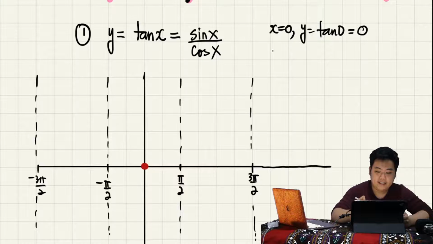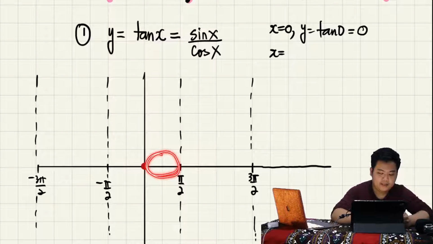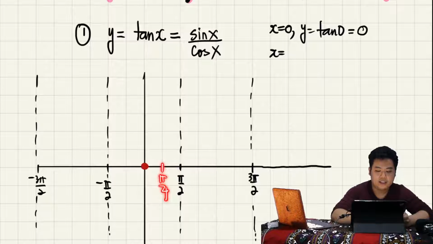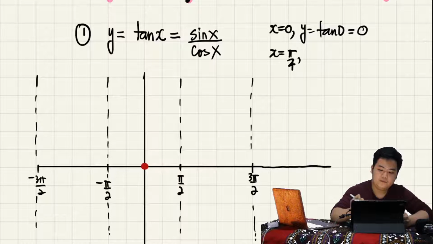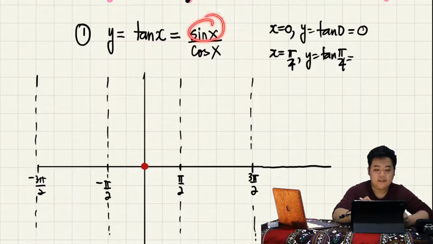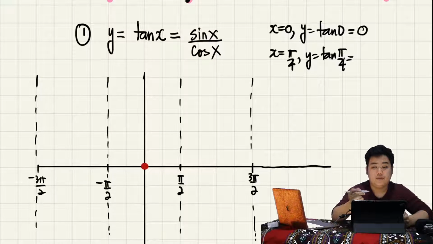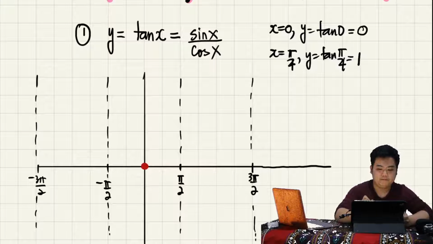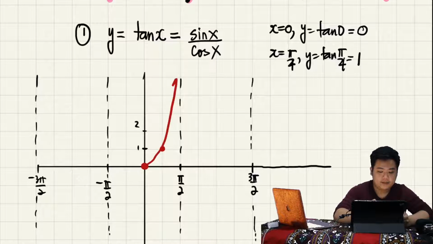Next, kuha tayo ng point dito. Parang maganda si pi over 4. Pi over 4 is here. When x is pi over 4, our y is sine pi over 4 over cosine pi over 4, square root of 2 over 2 over square root of 2 over 2. When you divide that, you get 1. So, let's say this is 1 unit. Actually, ang magiging graph niya ay something pa ganyan.